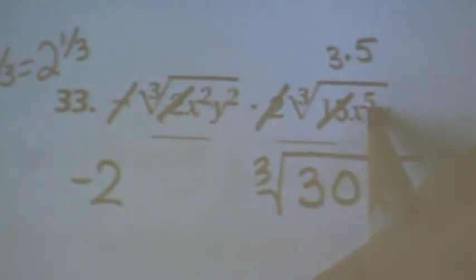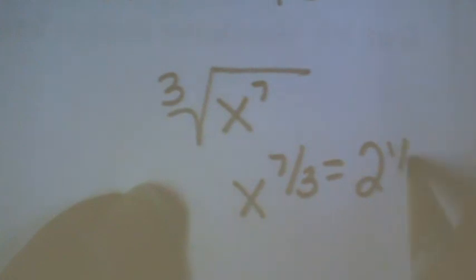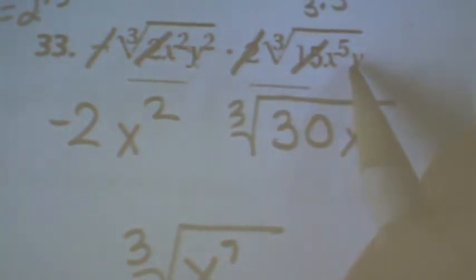And we've got x's. We've got 2 and 5, which is 7. So we've got the cube root of x to the 7th. So that is 7/3, which is 3 goes into 7, 2 times, 2 and 1/3. So it's going to be x squared with 1 x left. And then we've got y squared and 1 y, so that's 3 y, so 1 y comes out. We are done.